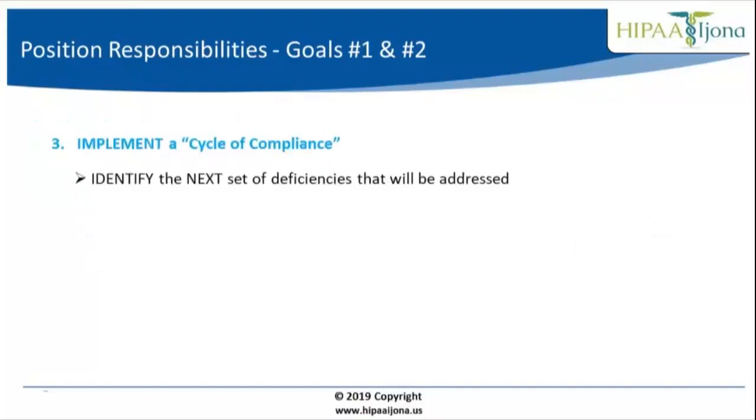So once you've gotten started, okay, and you've done one thing, you've done the initial security risk analysis. Okay, you've got the initial security risk analysis report. You've identified one thing that you want to work on. You've taken care of that, whether it's a policy and procedure or technology thing, and you've documented all of that. Okay, the next thing you have to do is identify the next set of deficiencies that you want to address. That's the cycle of compliance.